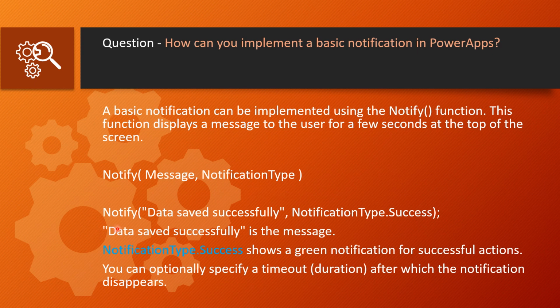For example, you can write Notify, and here you need to give the message, Data saved successfully, and the notification type. Notification type here will be success, so NotificationType.Success. After that, when the user sees it, the message will come like this: Data saved successfully. Notification type success shows a green notification for a successful action. So whenever there is a successful action, a green notification will come. You can optionally select a timeout after which the notification should disappear from the user interface.